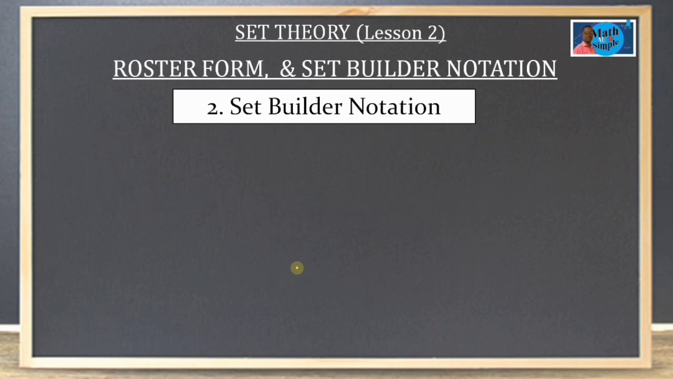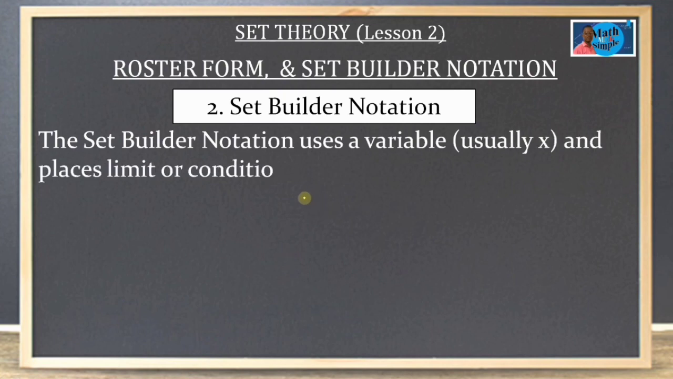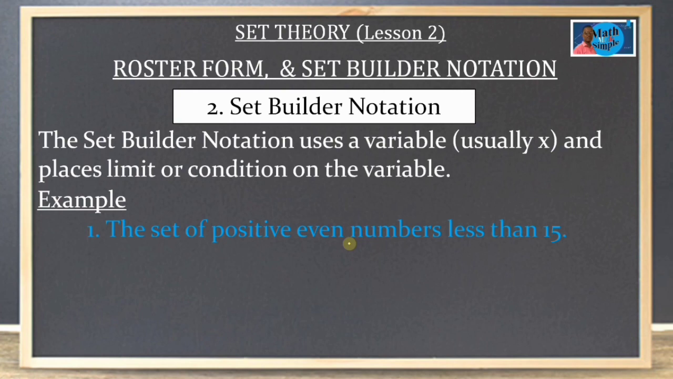The next one has to do with the set builder notation. The set builder notation uses a variable, usually x, and places limits or conditions on that variable. So we usually use x, and there will be a condition placed on our x, and also a limit placed on our x. So let's see an example. Example number 1, the set of positive even numbers less than 15.